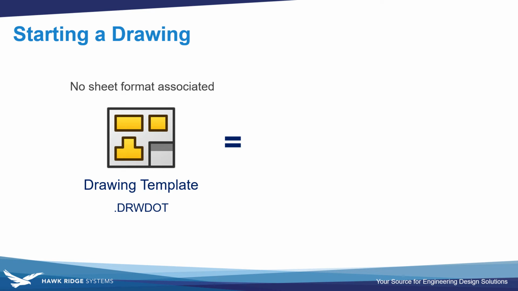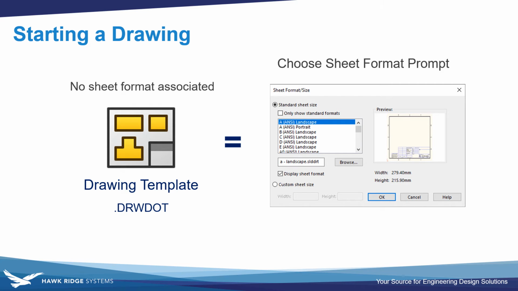On the other hand, if there's no sheet format associated, like we saw with the default drawing template, when you go to create a new drawing, you'll always be prompted to choose a sheet format. In order to avoid this, we're going to make sure we associate our sheet format to the drawing template before we save it. And we do that by loading the sheet format into the sheet properties.